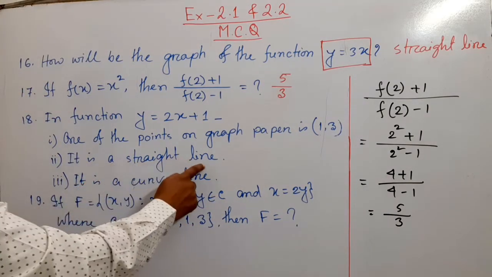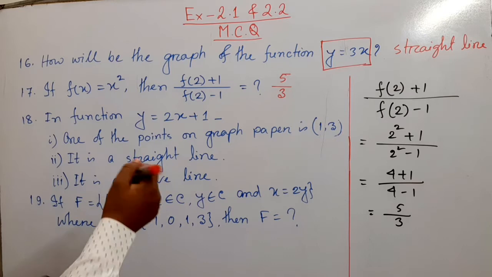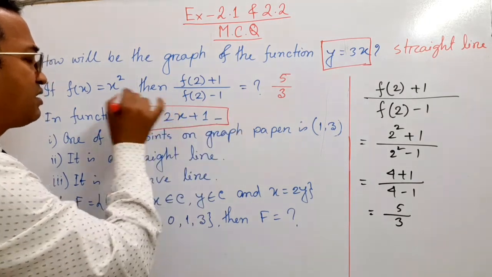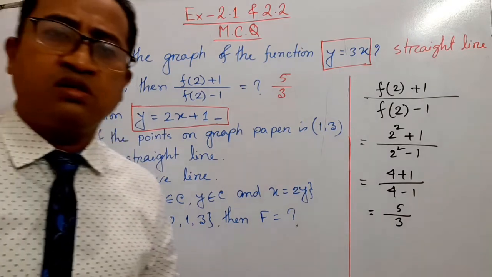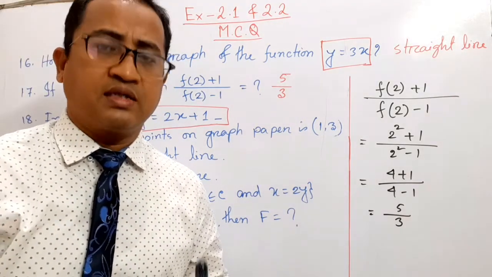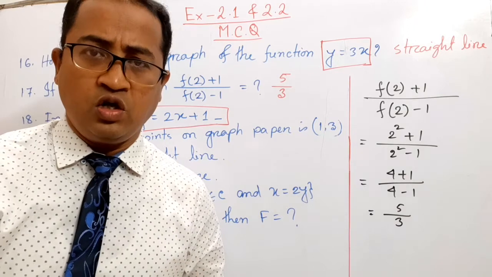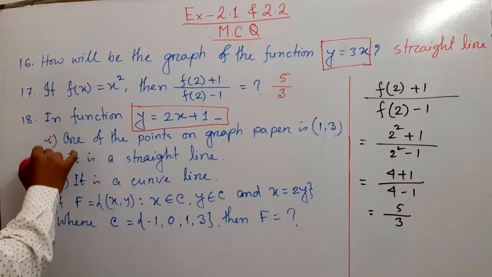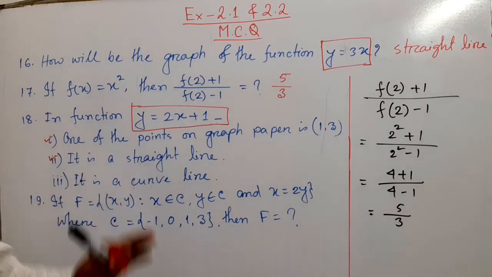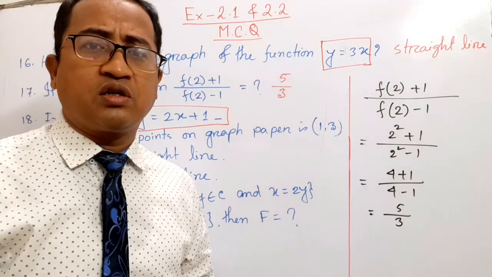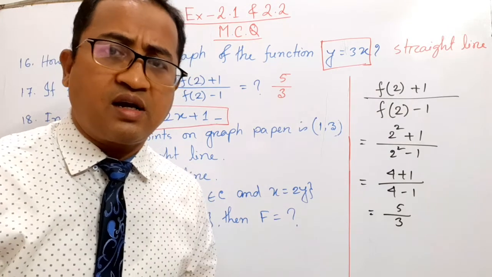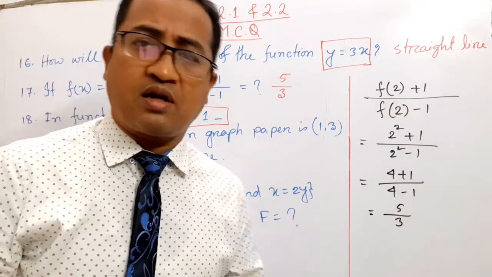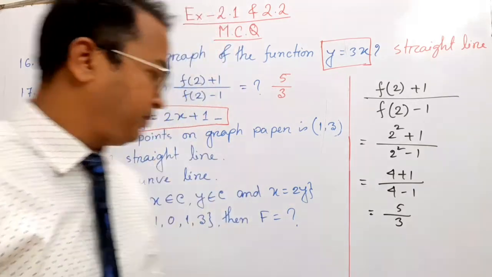It is a straight line. Look, just now I have told, if it is a linear equation, it must be a straight line. Is it a linear equation? Yes, this is also a linear equation. So the graph will be a straight line. So the second point is also correct. The third says it is a curved line. Since it is a linear equation, it must be a straight line, not a curved line. So the first and second pieces of information are correct for this question.